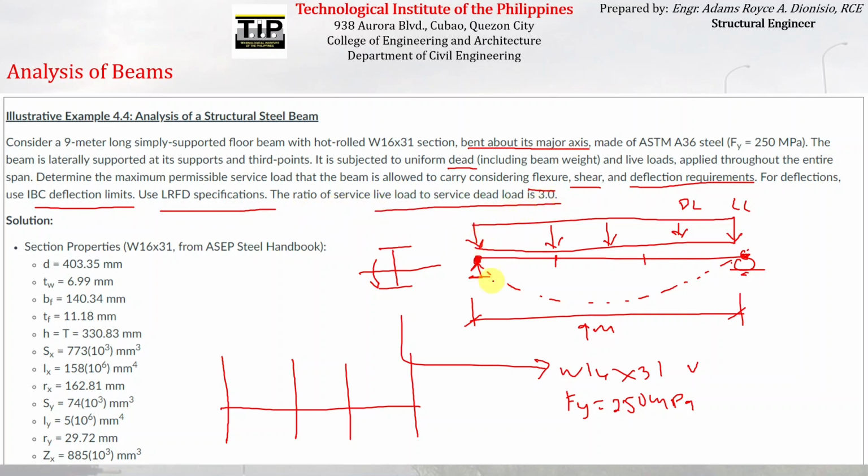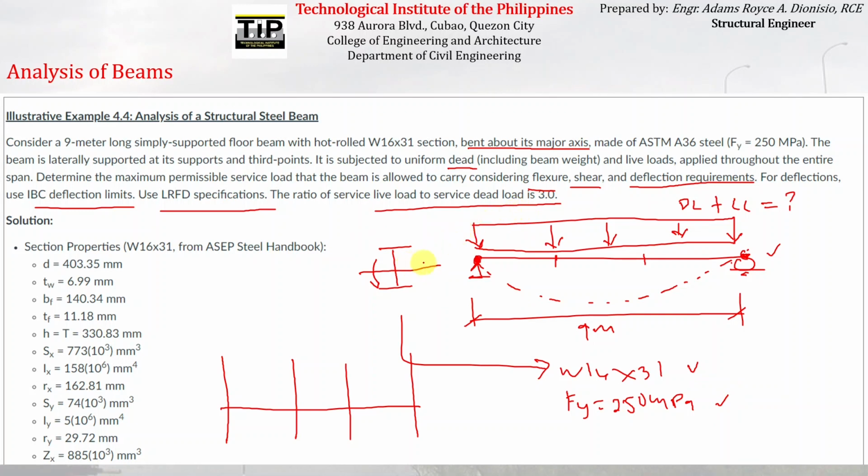So the question asks for the maximum value of the sum of dead load and live load that this particular beam, W16 by 31, can carry given the corresponding parameters that the question has given here: the location of the lateral bracing, as well as the length and the Fy of the beam, as well as the ratio of the dead load and live load.